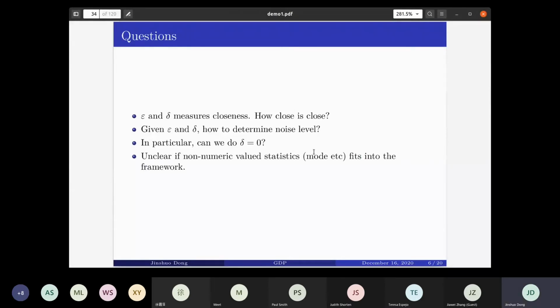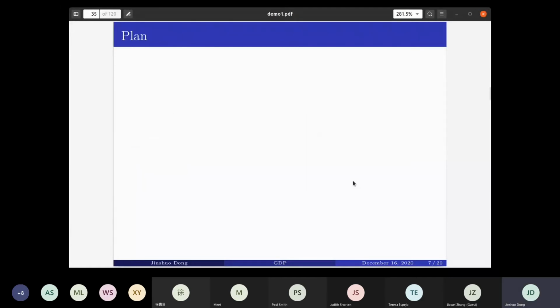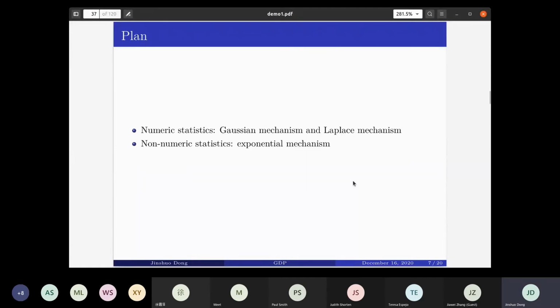It's also unclear. All we are doing is perturbing real vectors, but it's unclear if we try to release non-numeric valued statistics, for example the mode, whether it fits into the DP framework. So we are going to try to answer this question. The plan is to first tell you algorithms for numeric statistics involving the Gaussian mechanism and the Laplace mechanism.